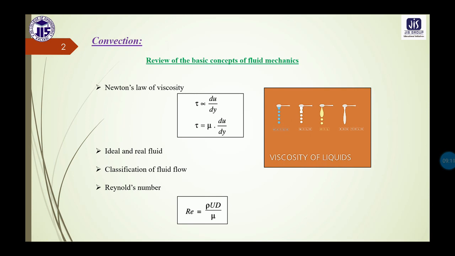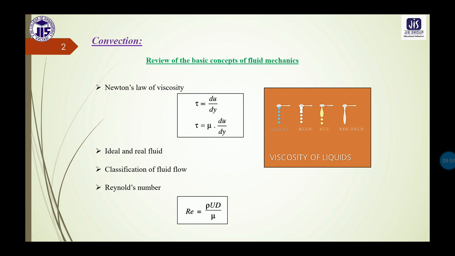Now this formula, or Newton's law of viscosity, can be represented as tau equals mu du/dy. So what is this mu? This mu is the constant of proportionality, and it is known as the coefficient of dynamic viscosity. The term du/dy is the rate of shear deformation, and it is also known as the velocity gradient.